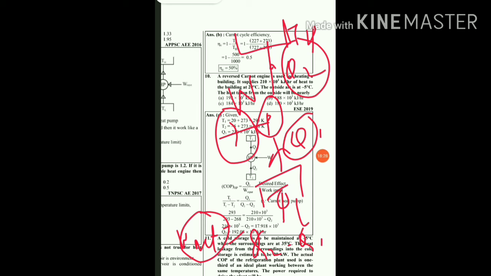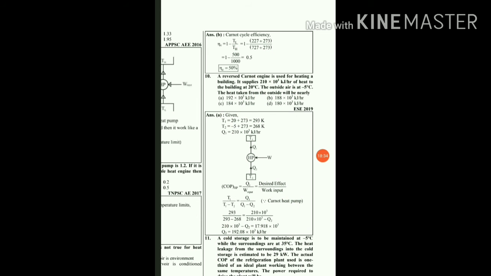Once you find out W net, as you all know the value of Q2, that is 210 into 10 raised to 3 kilojoule per hour, we can easily find out Q1, and it comes out to be 192.08. So here option A will be the right answer for question number 10.